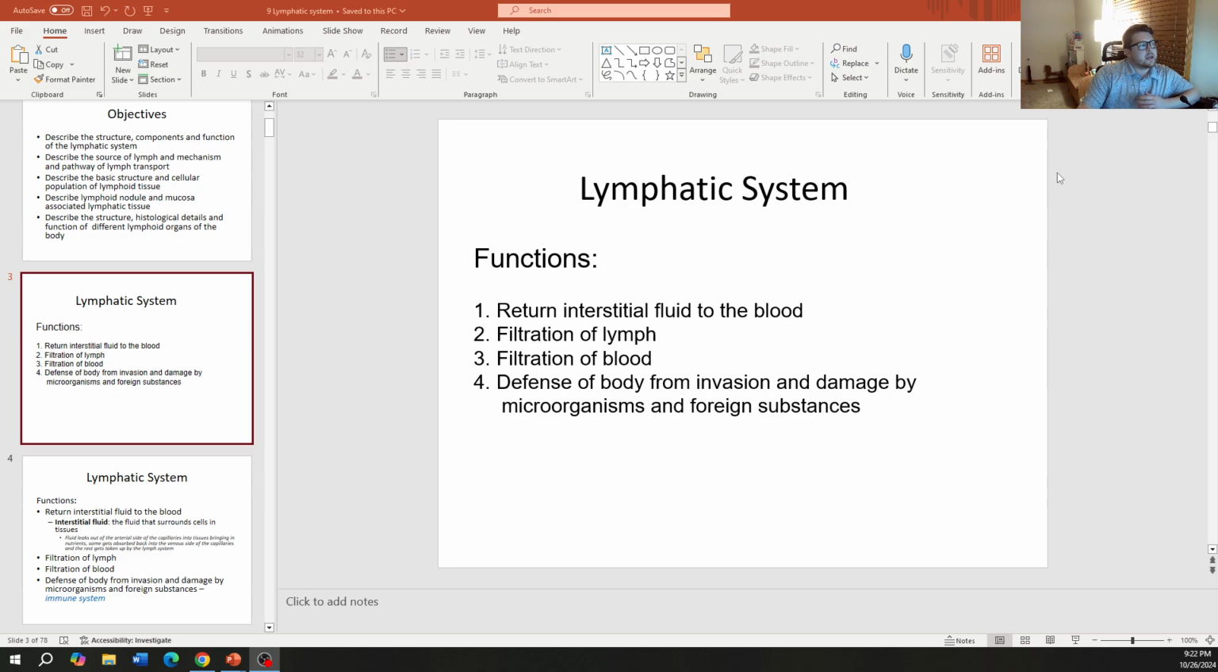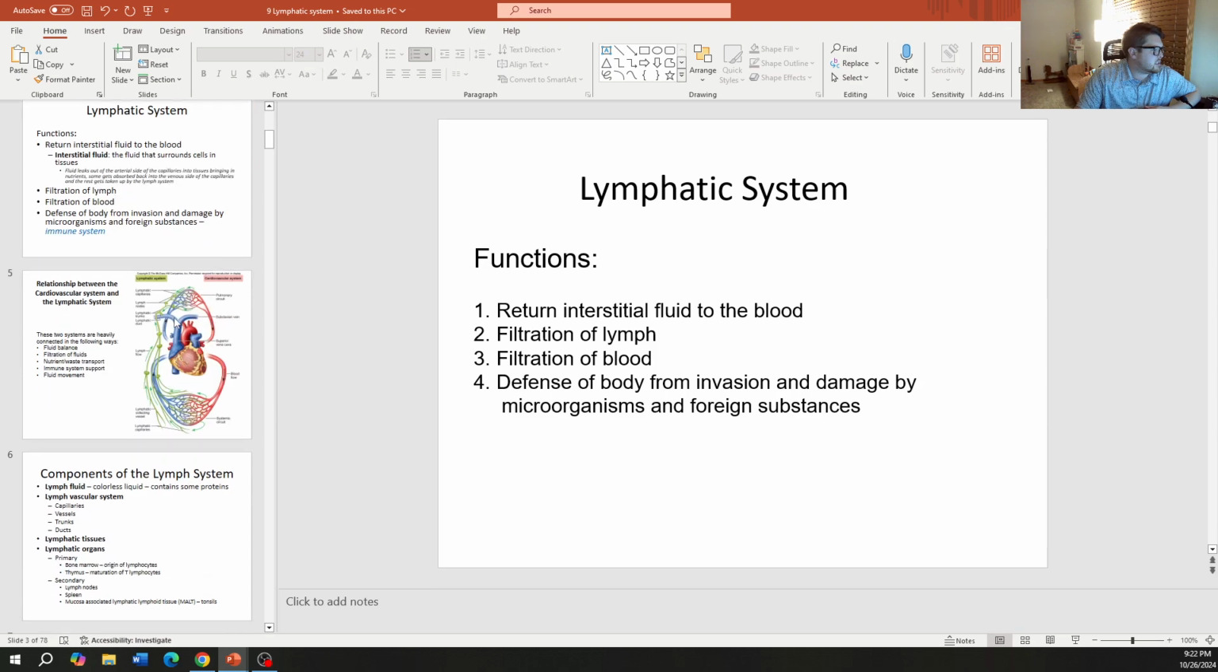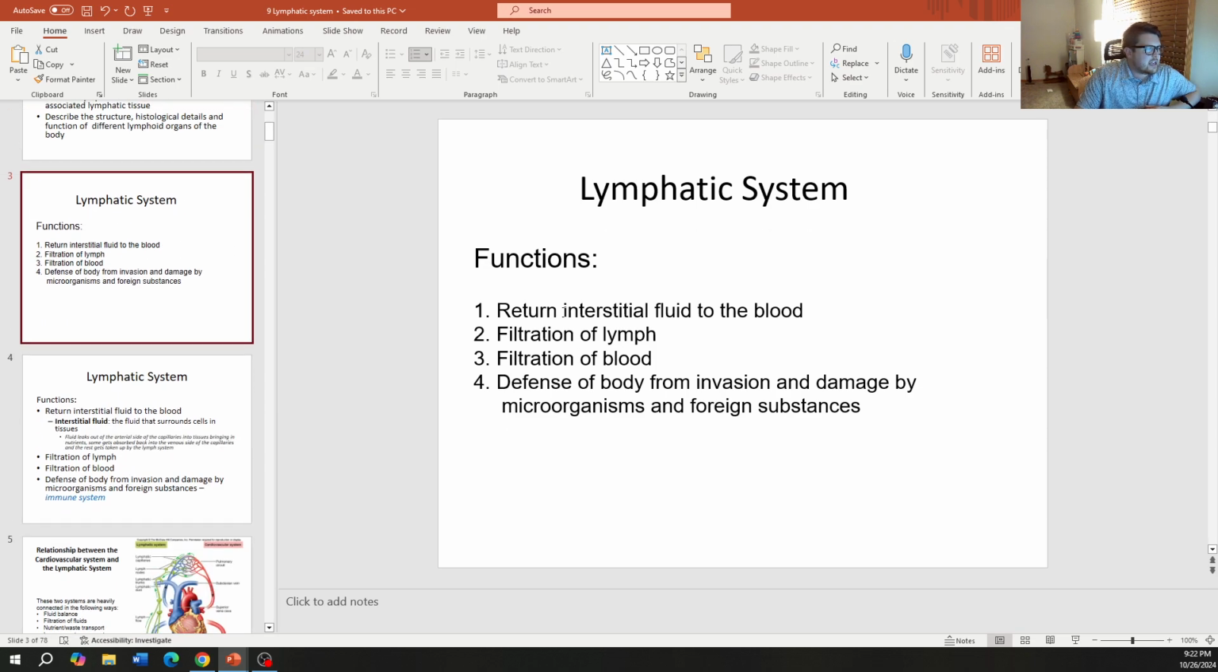All right. So when we talk about the lymphatic or the lymphoid system, the main functions are the following. It returns interstitial fluid to the blood, filtration of the lymph, filtration of the blood, as well as the defense of the body from invasion and damage by microorganisms and or foreign substances. First part that we're going to jump into is returning the interstitial fluid.